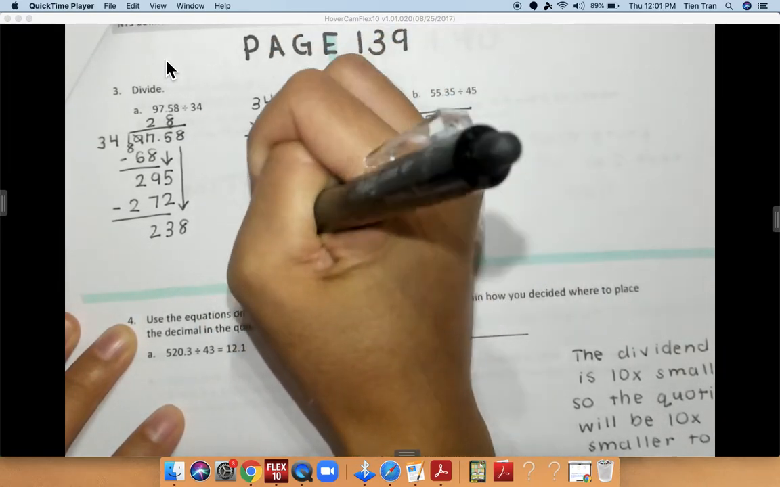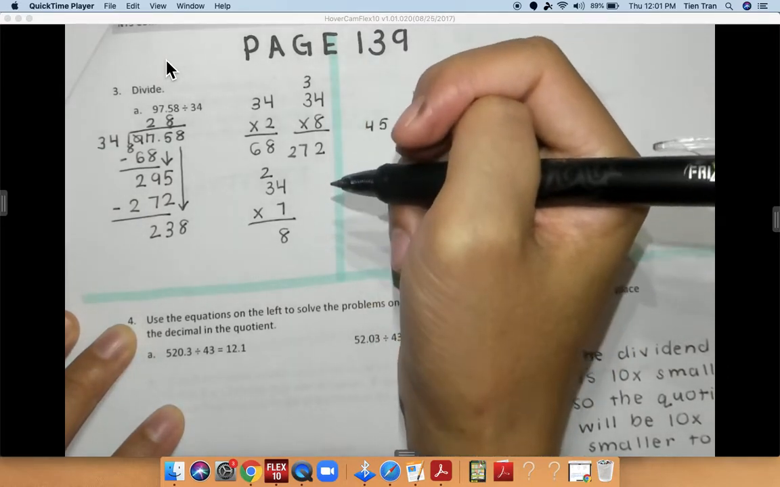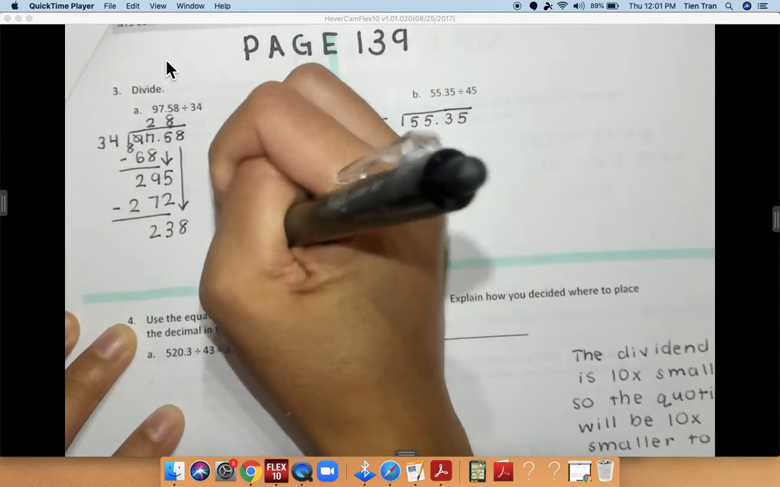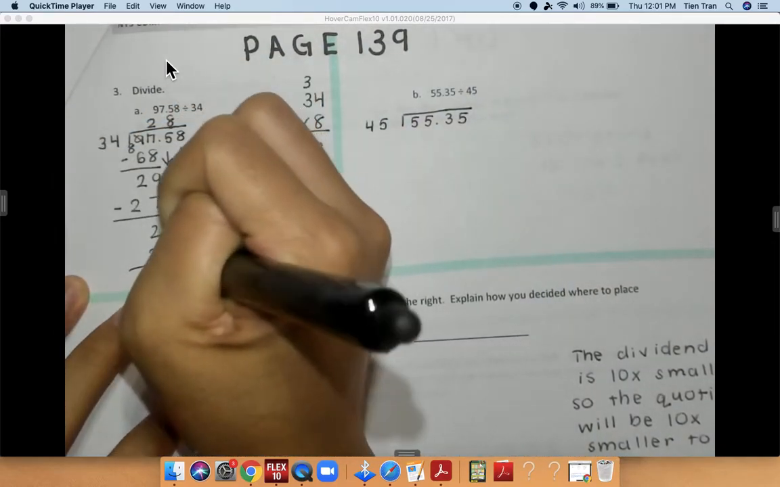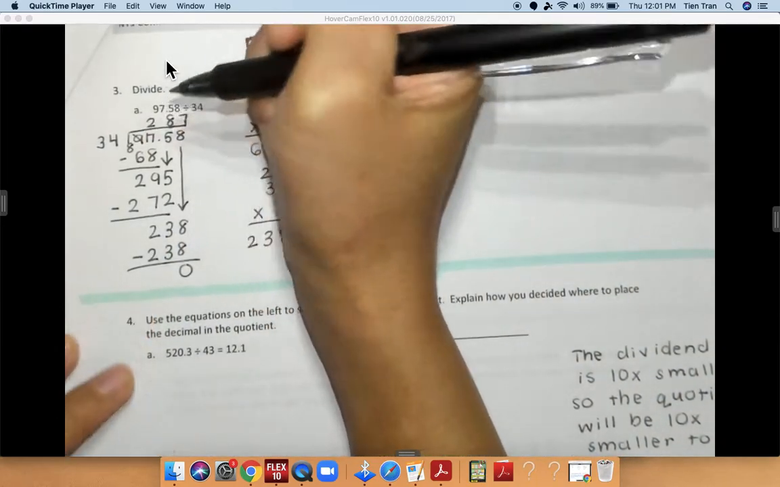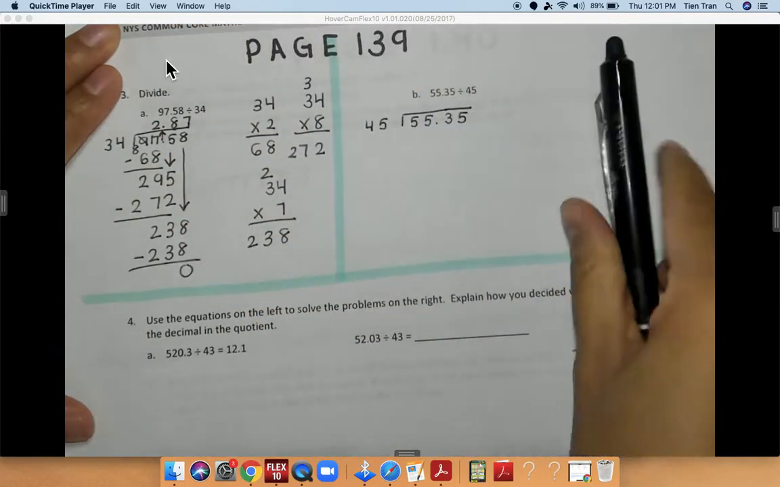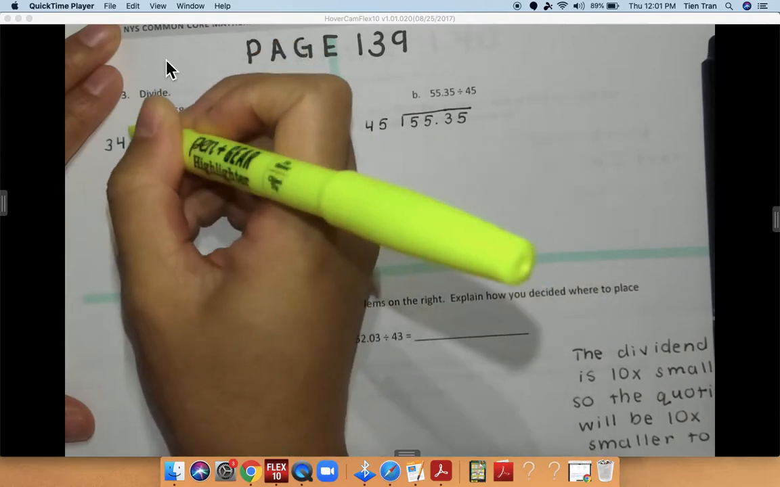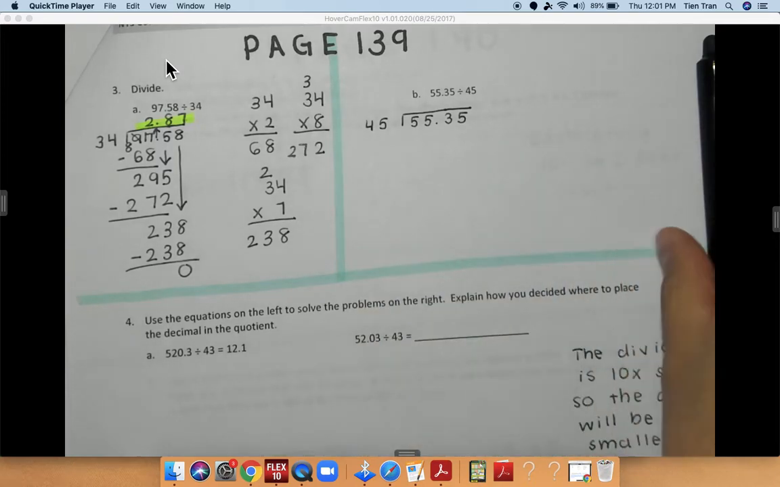4 times 7 is 28. 7 times 3 is 21. Plus 2 is 23. So I get exactly 238. I subtract and I get 0. Don't forget to put your 7 there, otherwise your answer is going to be incorrect. And also your decimal, super important. That decimal, you need to bring it up, otherwise it's going to be wrong. You get 287 versus 2 and 87 hundredths, completely different numbers. You don't want to mess it up.